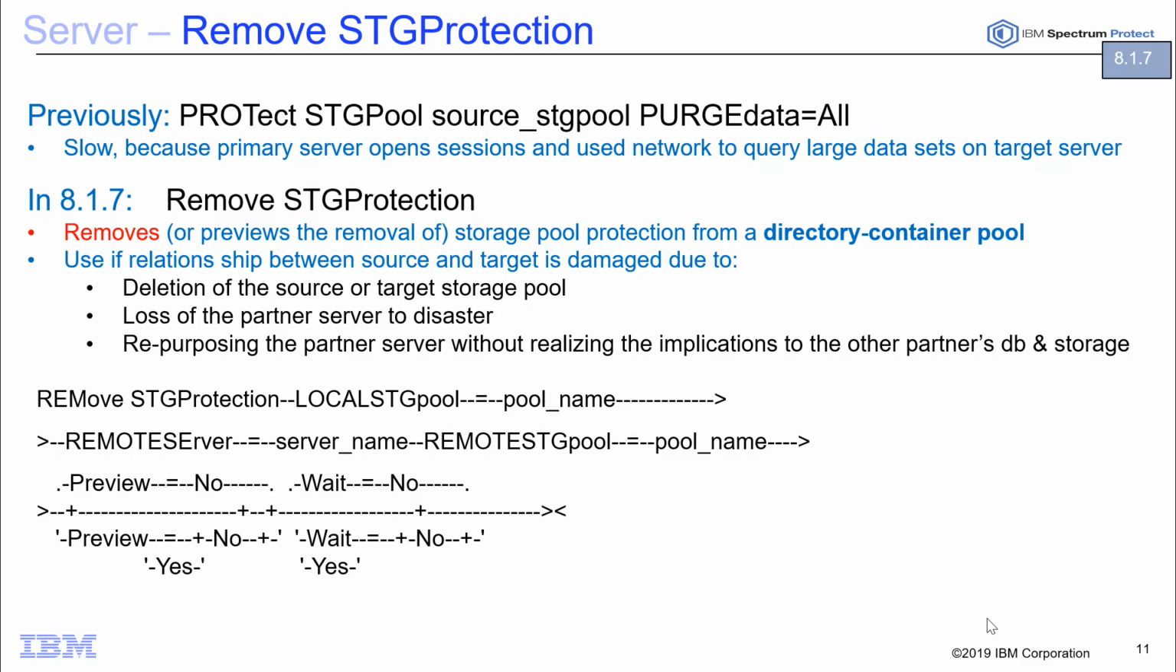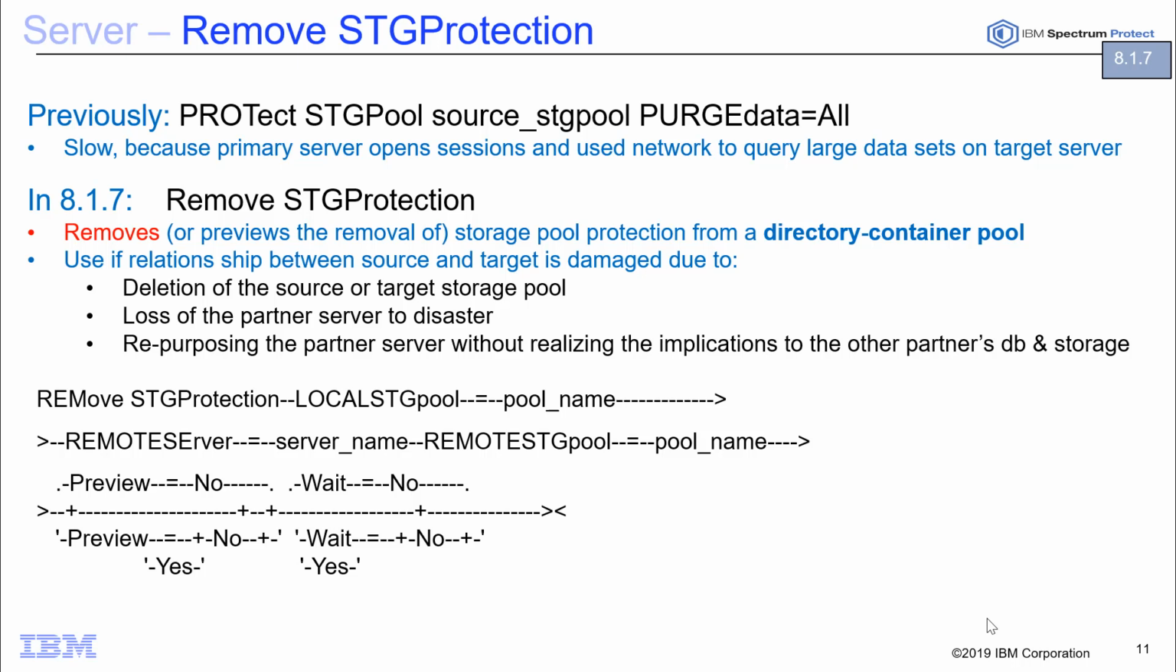that retention data could be hanging out on the target server with no way of being expired. Previously, you could run this protect storage pool command, and this worked, but it was slow because the primary server had to open a lot of sessions and send over information across the network to the target server, and there were a lot of large data sets involved.